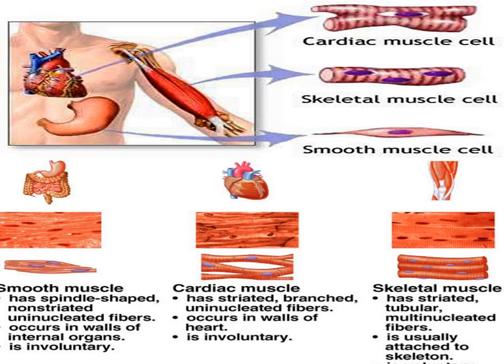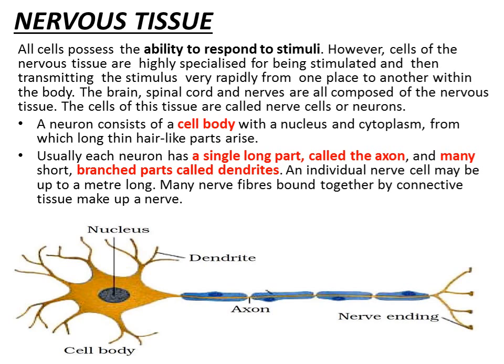So this slide is showing you the difference between the three types of muscular tissue. You can see here the smooth muscles are spindle shaped, uninucleated, unbranched. Whereas cardiac muscles are highly branched, uninucleated, involuntary. And the skeletal muscles are unbranched but multinucleated, attached to the bones and the tendons. Clear?